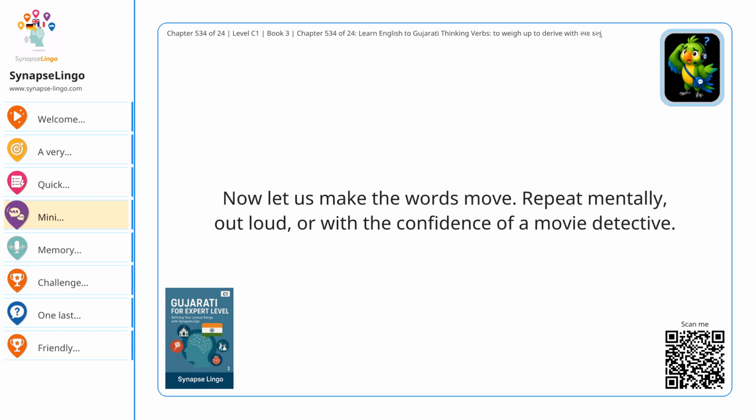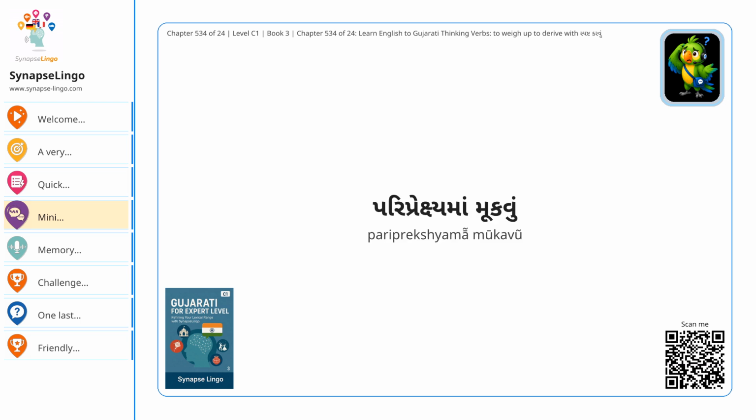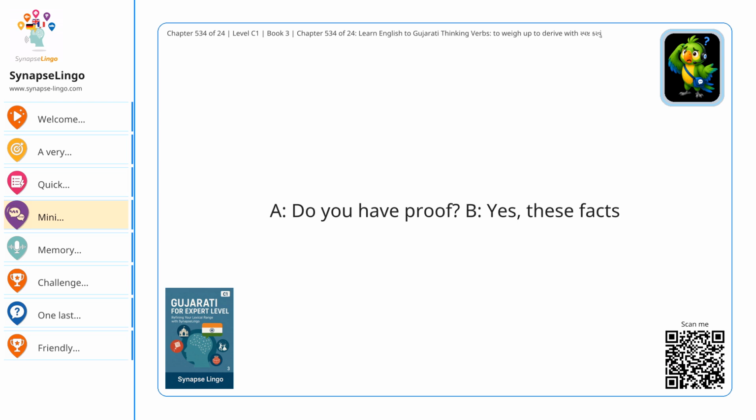Repeat mentally, out loud, or with the confidence of a movie detective. A. Should I decide right now? B. No, first weigh up the options. A. This mistake feels enormous. B. Try to put it into perspective. A. Do you have proof? B. Yes, these facts substantiate it.